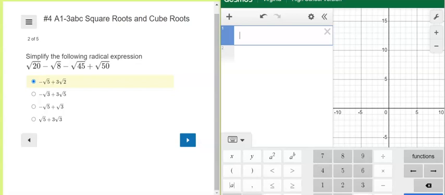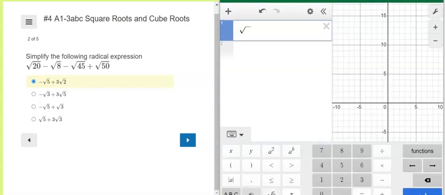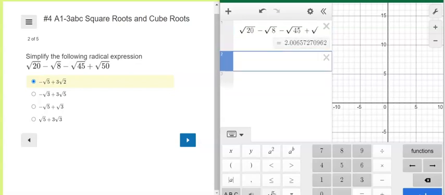Okay, so square root of 20 minus square root of 8 minus square root of 45 plus square root of 50, and then my answer choice that I picked was 5 plus 3 square root of 2. They are equivalent. I probably should have started with just plugging it in Desmos instead of spending, what was it, like 4 minutes on this? Anyhow, that's what that is.